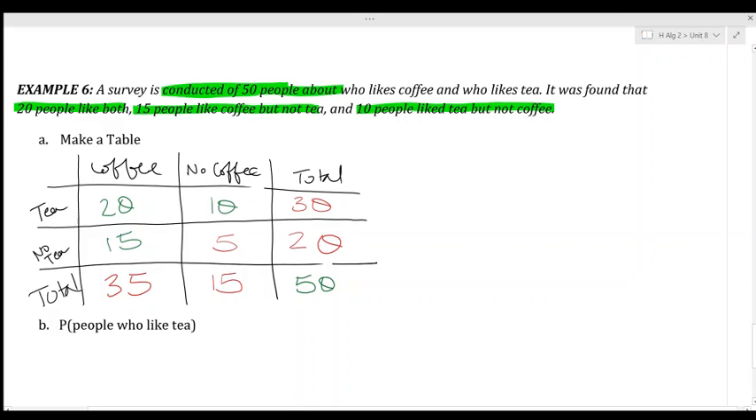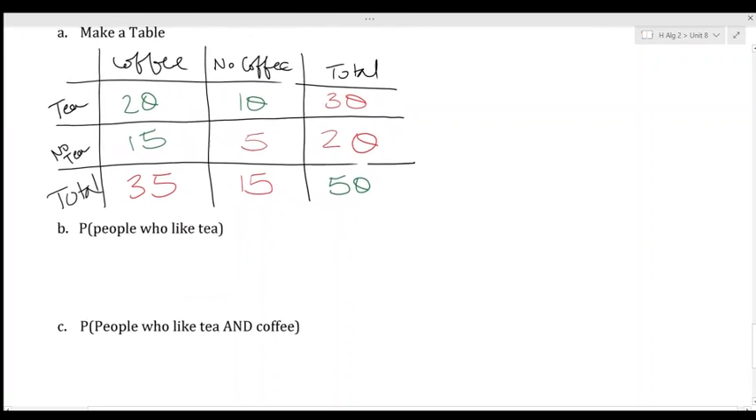So the total number of coffee people is 35. No tea or coffee, they don't like either, is 5 people. The total number of people who don't like coffee is 15. The total number of people who don't like tea is 20. The total number of people who do like tea is 30. All right, so let's figure out the probabilities.